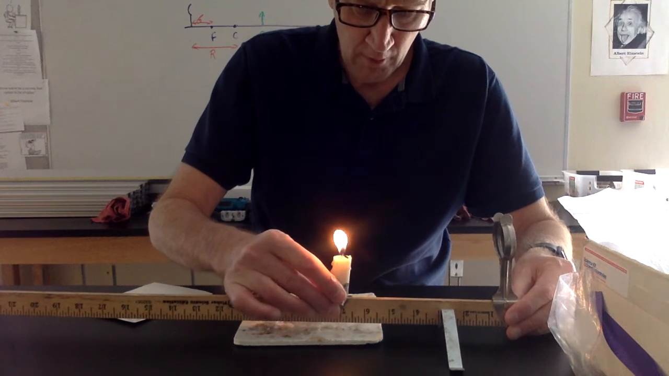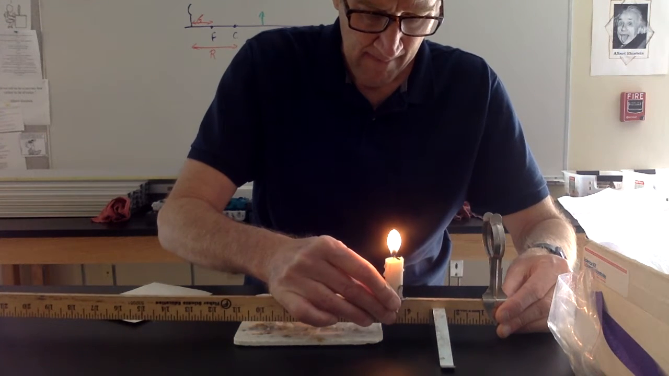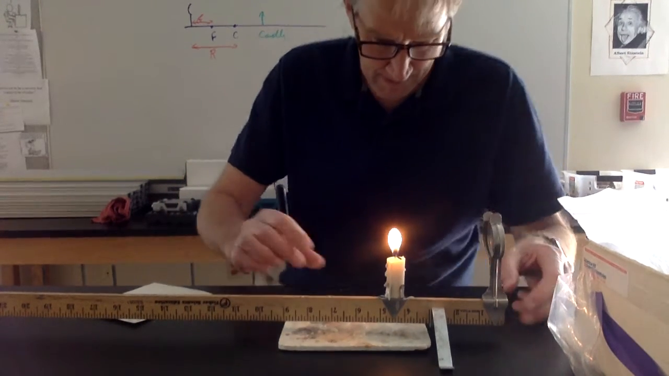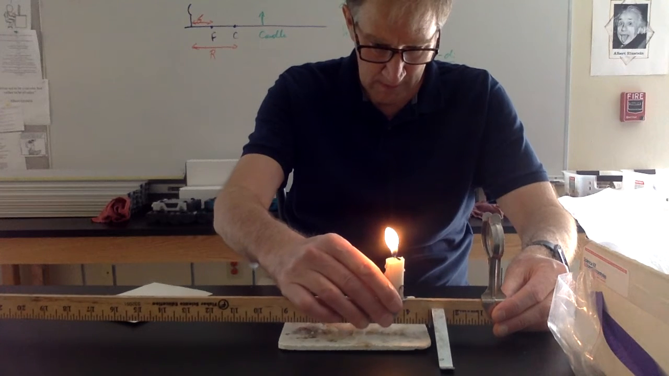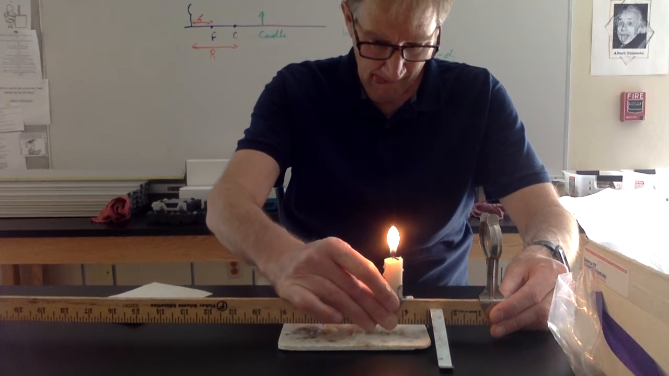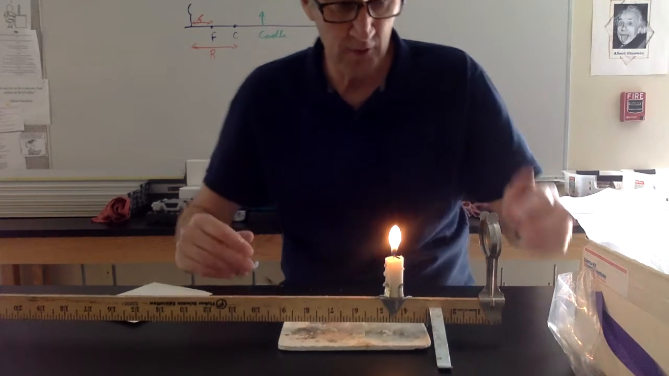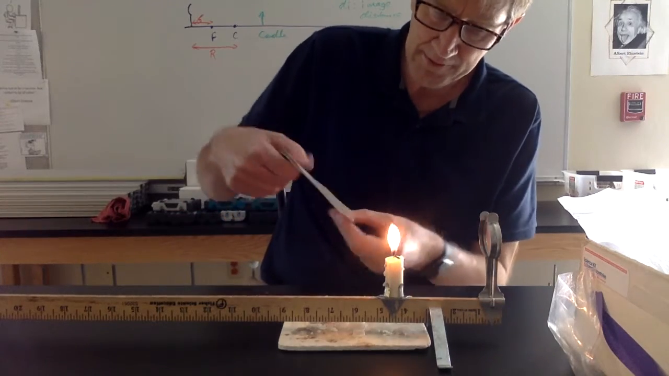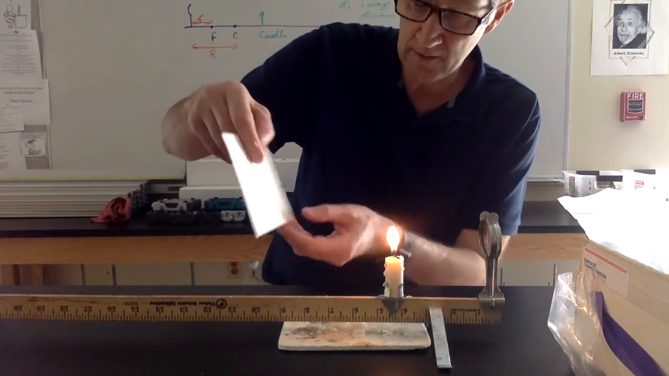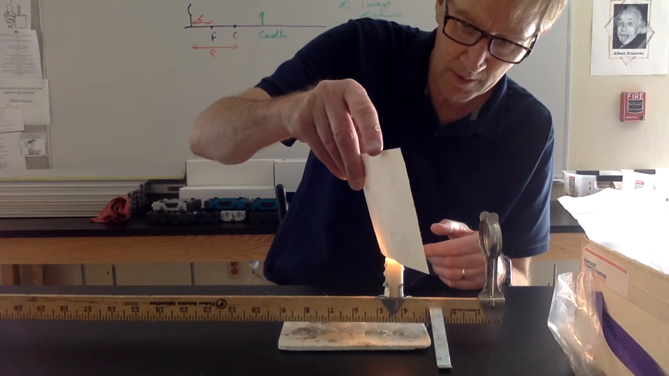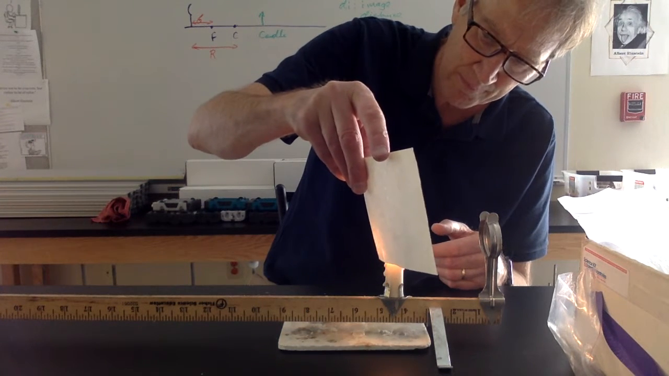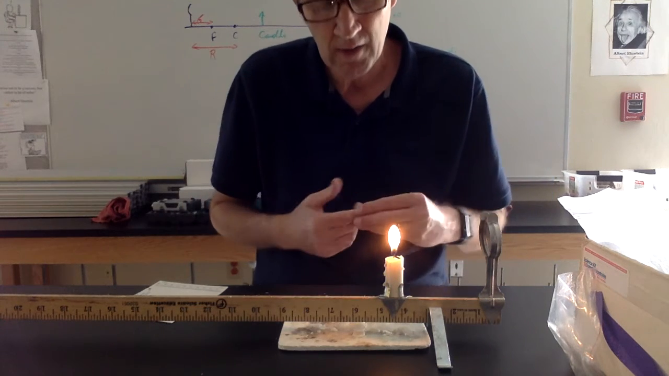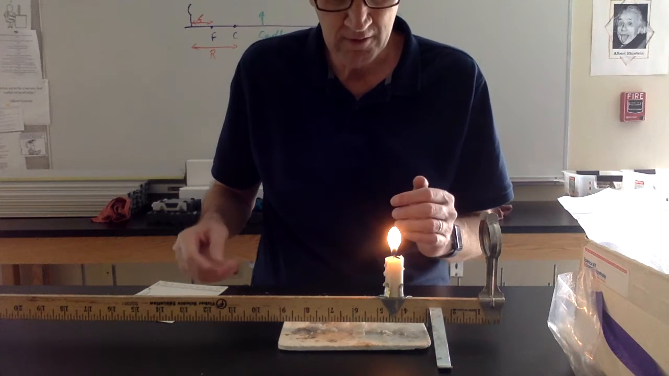So what we're looking for, for example, right now, the object, which is the candle, is 10 centimeters away from the mirror. That's the object distance. The object height is the height of the flame. And this screen has centimeter markings on it. I don't want to burn it up. And it's about 3 centimeters. All right. So the object height, HO, is 3 centimeters. The object distance right now is 10 centimeters.